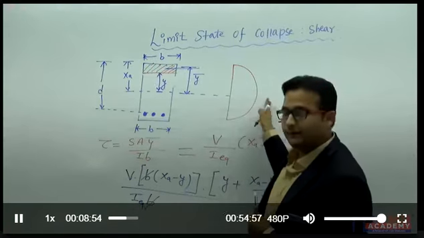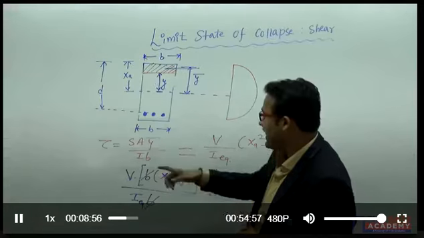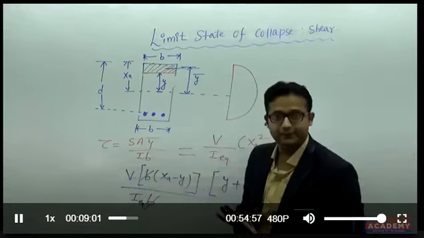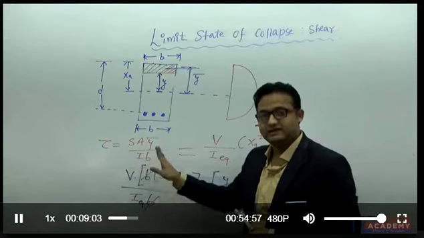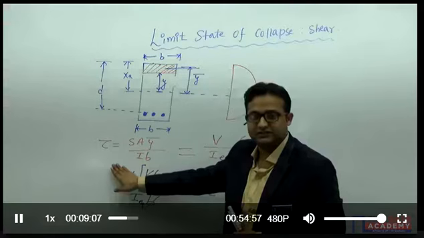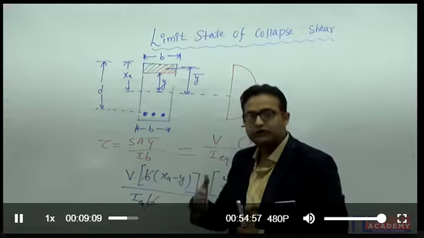The formula I know, tau is equal to SA Y bar divided by IB. This formula we have already derived in the strength of material. This will give the distribution of the shear stresses across the depth of the beam.